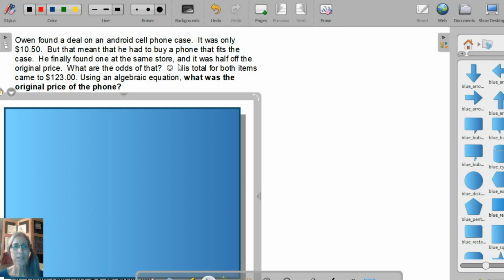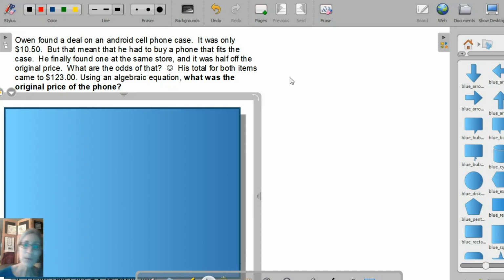Let's go ahead and read this problem. Owen found a deal on an Android cell phone case. It was only $10.50, but that meant that he had to buy a phone that fits the case. He finally found one at the same store, and it was half off the original price. What are the odds of that? His total for both items came to $123. Using an algebraic equation, what was the original price of the phone?